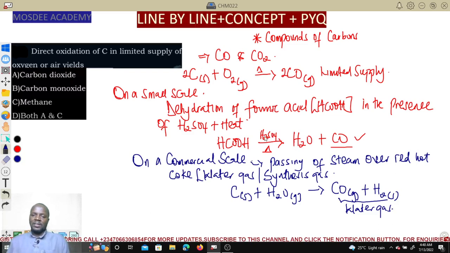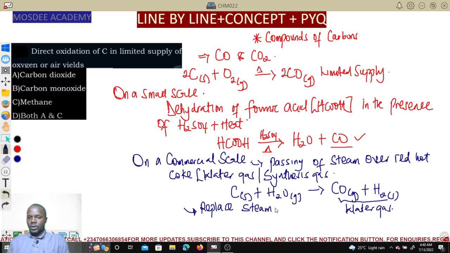But there's another thing we call producer gas. Now, how is producer gas formed? Because these are things you see in questions. Producer gas is formed by replacing steam with air.